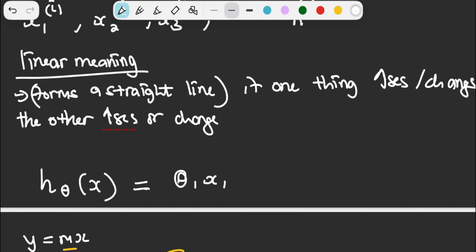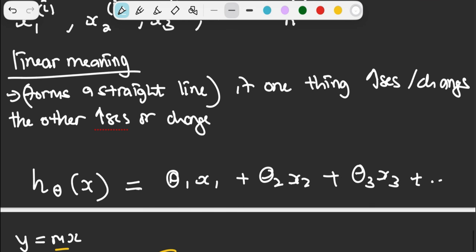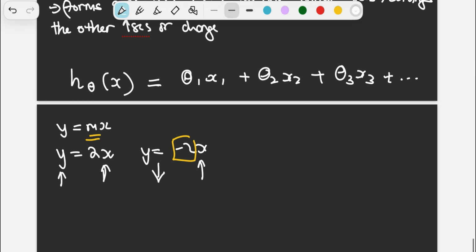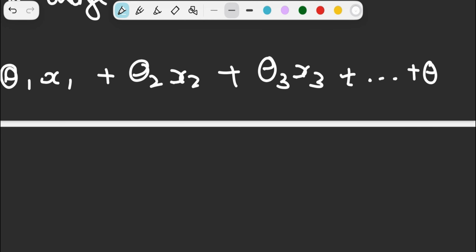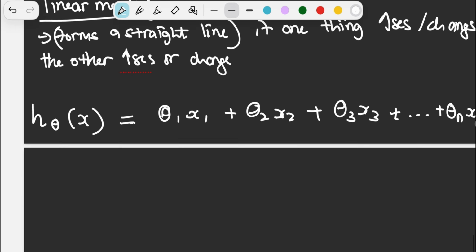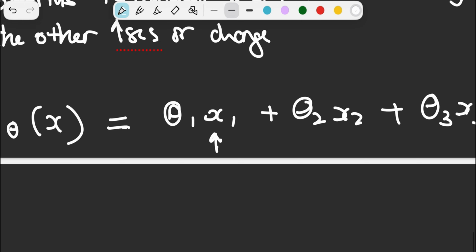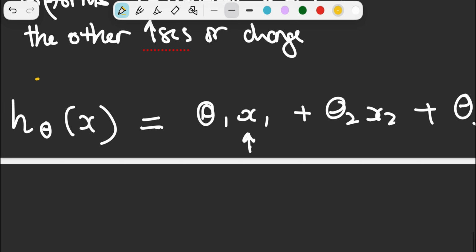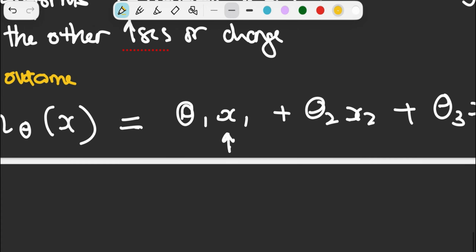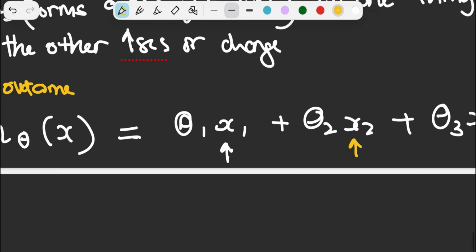Okay, so this should make sense why I can say theta 1 x1 plus theta 2 x2 plus theta 3 x3 plus dot dot dot plus theta n xn. I don't have enough space. So what this means is basically if you increase x1, it can affect the outcome. So this is the outcome. So x1 affects h of theta, and then x2 is going to affect the outcome by some parameter.